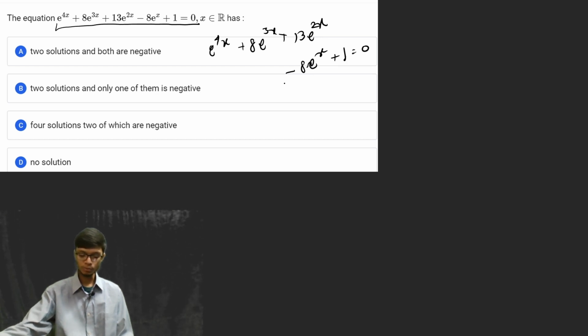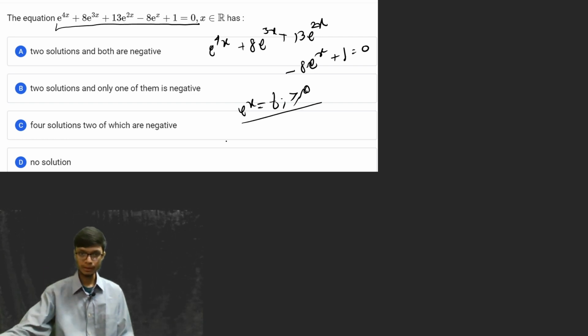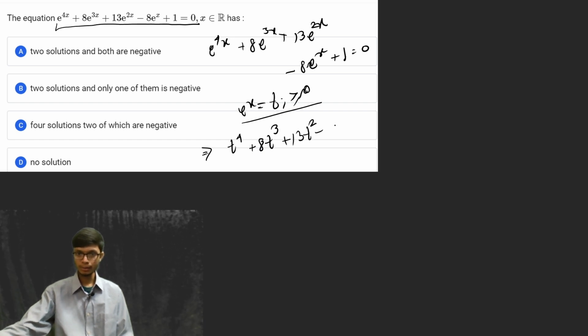Now what I will do from here, if I let e raised to the power x as t, where t should be greater than or equal to 0, because e raised to the power x is always positive. So from here you can write it as t raised to the power 4 plus 8 t raised to the power 3 plus 13 t square minus 8t plus 1 is equal to 0. So that's the biquadratic equation.